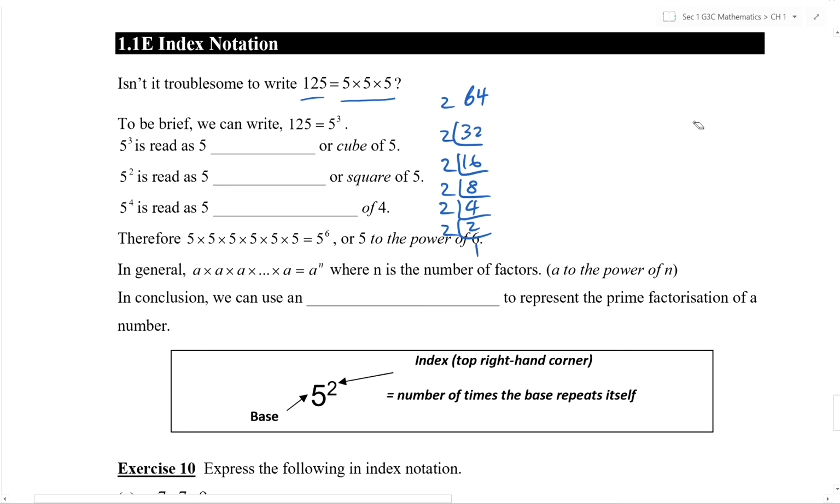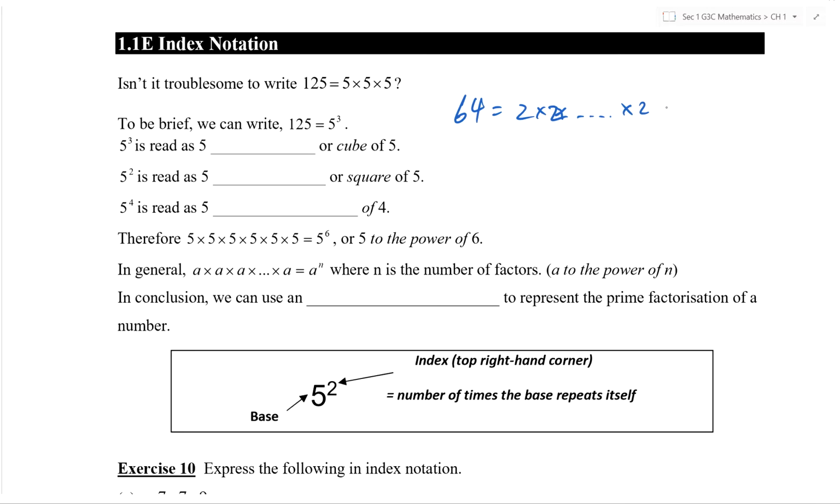Okay. Now let me tell you a secret. People who do mathematics are very lazy people. Why do I say they are very lazy people? Because when we come to problems like 64, and you have to write so many times, it's very messy also. We want to find a way to simplify things. Too lazy to write so many things. So we write this as 2 to the power of 6. Is it easier? You see there, it just means that it is 2 multiplied by itself 6 times.